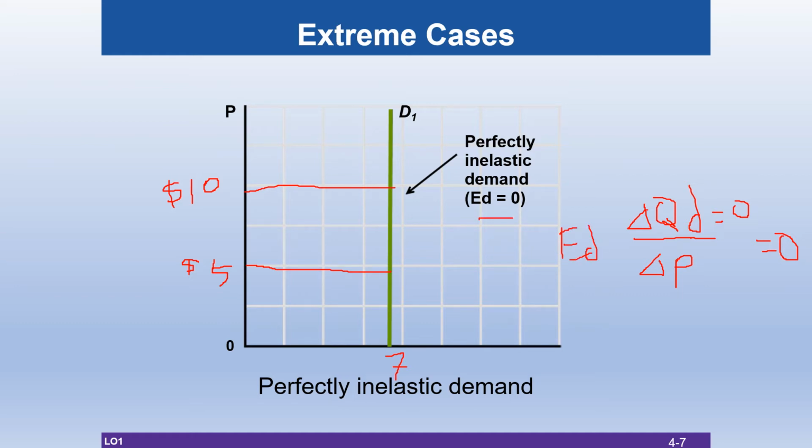Now, what kind of product will display this kind of behavior? I would say a life-saving drug. Imagine a patient needs one shot a day, so the demand is like 7 shots a week. So in that kind of life-saving situation, whatever the price is, that person needs one shot a day, 7 shots a week. So in that case, there will be no change in quantity demanded if it's that kind of life-saving product or that kind of necessary product, right?